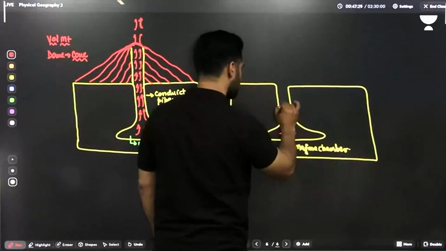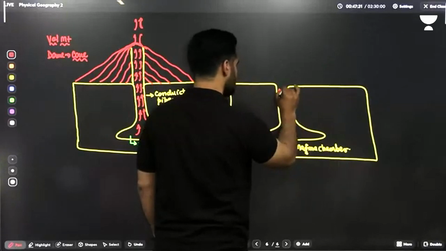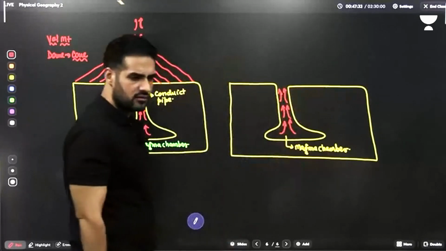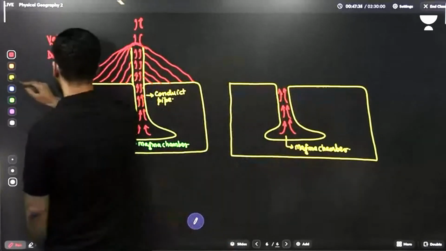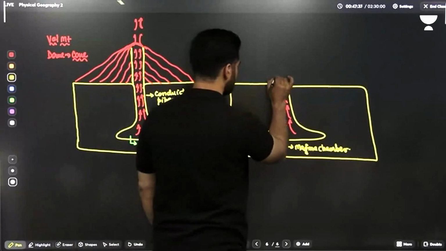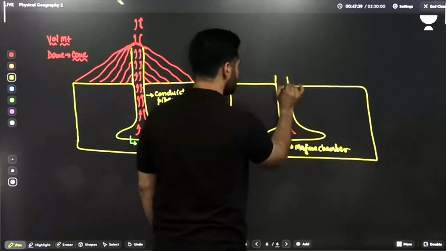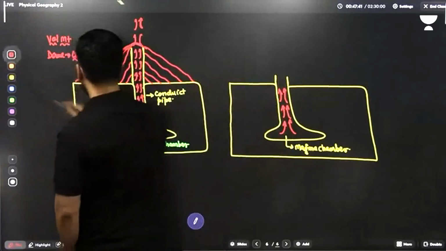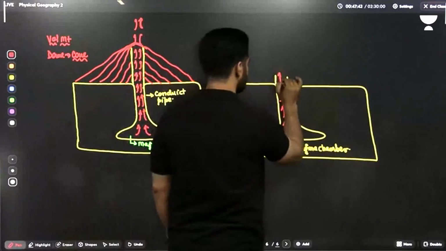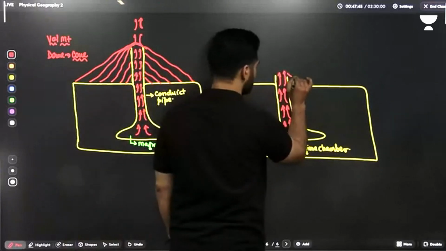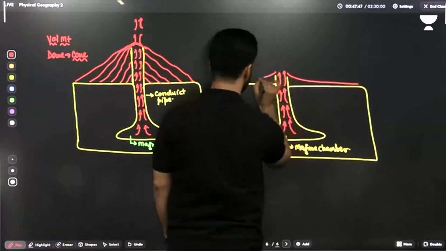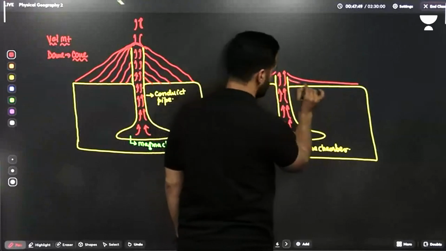Now, had it been basic lava, what will be viscosity? Less. So it means, will it travel much distance in the atmosphere or less? Less. As it reaches here, this is the volcano, and then it will travel for longer distances. And finally, what will happen? Solidify.